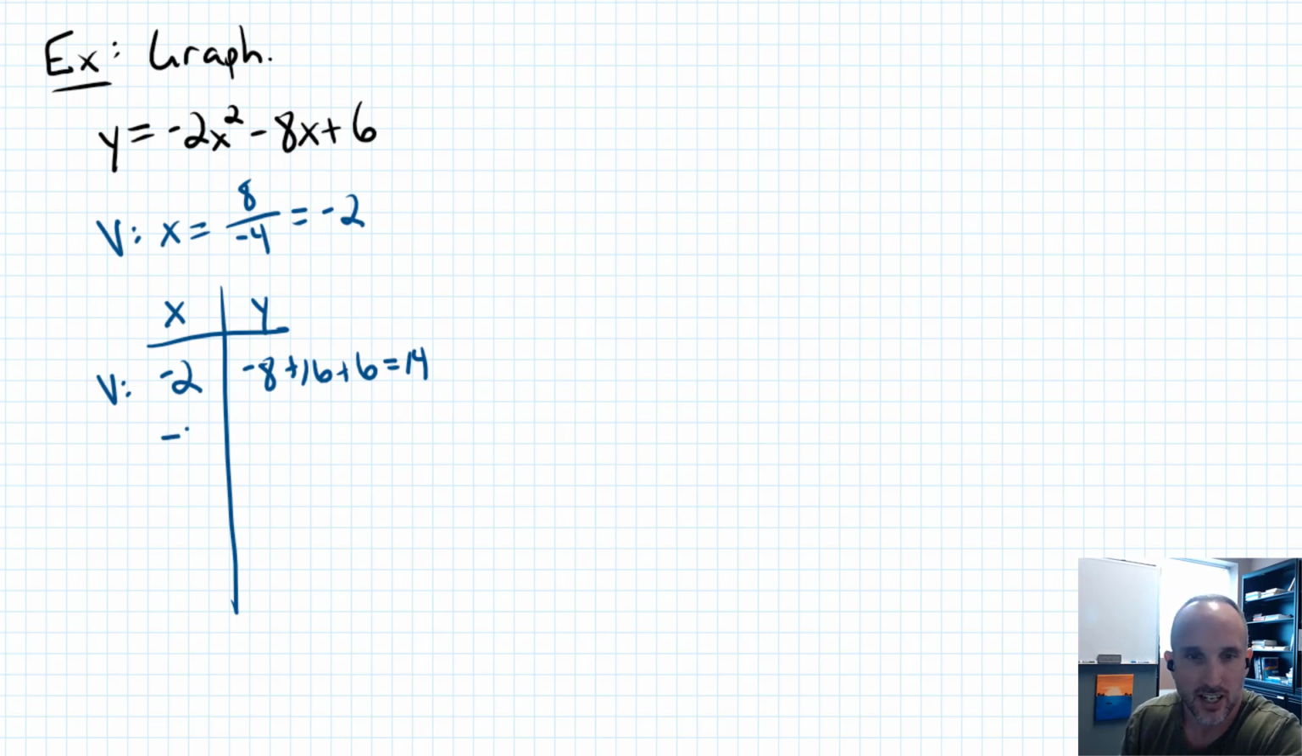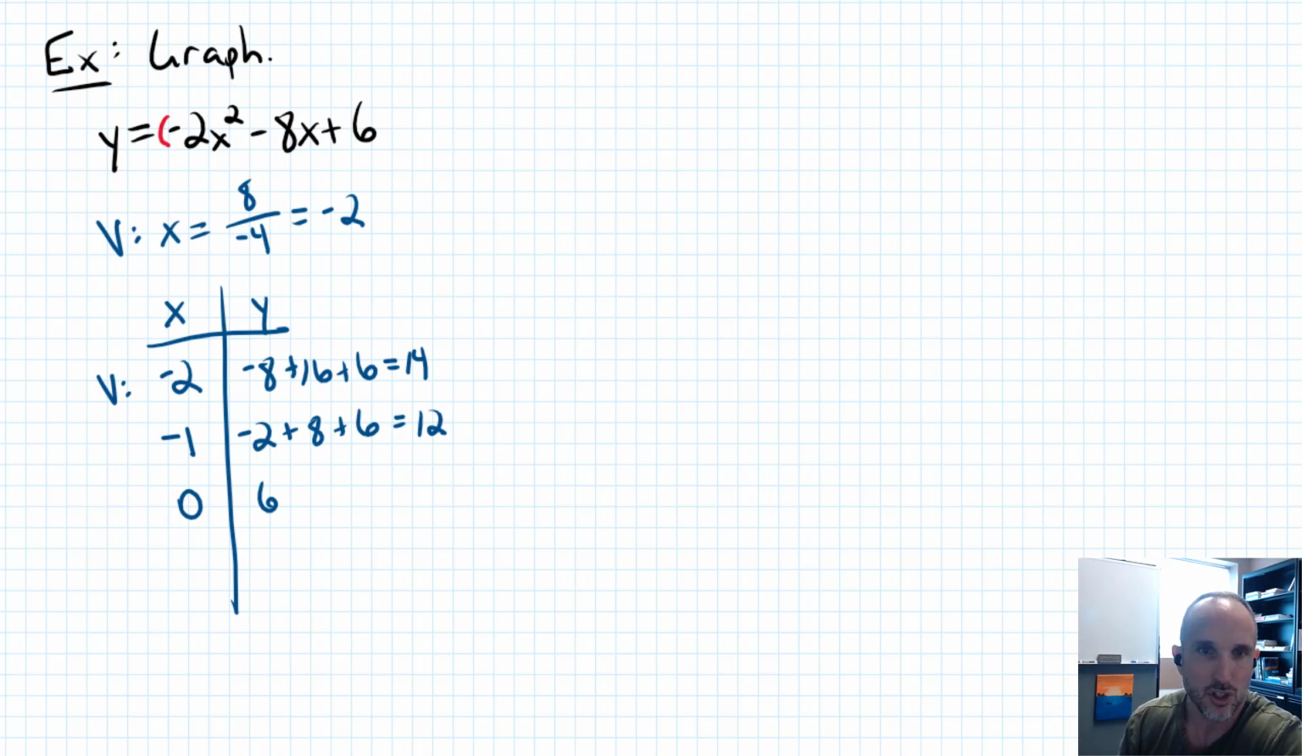Let's plug in negative 1. Negative 1 squared is 1 times negative 2 is negative 2. Minus 8 times negative 1, so that'd be minus negative 8, which is plus 8 plus 6. So 6 plus 6 is 12. Let's plug in 0. I always like to plug 0 in. We get 0 minus 0 plus 6. So that's just 6.